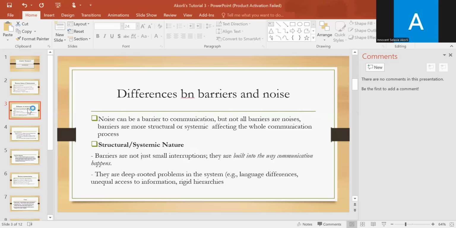Take language. You see, look at it. Somebody speaks one language and cannot speak any other language apart from that. And somebody else speaks Akan, and cannot speak any other language apart from that. How can they communicate? So it's a barrier. That is not noise, it's a barrier. But as we go along, I'll explain what I think noise is. A barrier is a permanent problem. It's a situation that cannot be solved easily just in a moment.